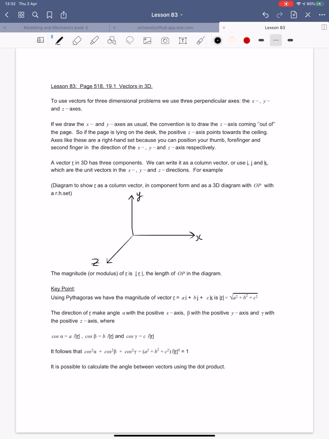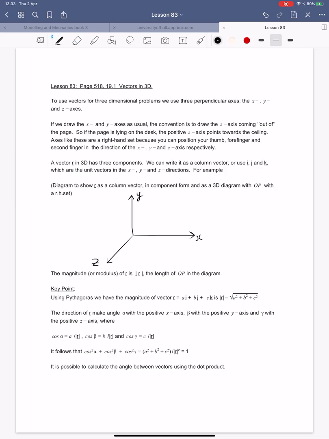So if the page was lying on the desk, you'd have y up there. If we tipped it over, x up there, and z up there. If the page is lying on the desk, the positive z-axis points towards the ceiling. Axes like these are a right-handed set because you can position your thumb, forefinger and second finger in the direction of the x, y and z axes respectively. Okay, I'm going to rub this one out because I want this other one for my next diagram.